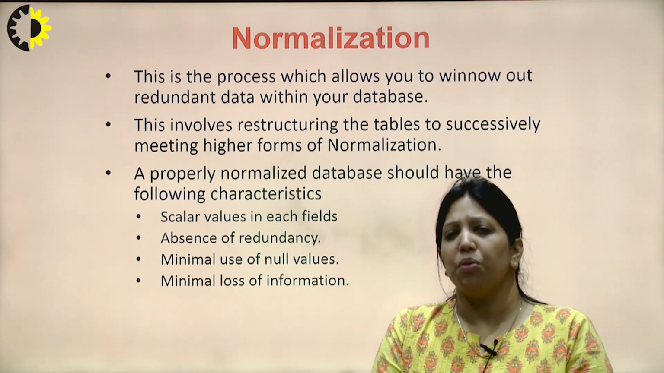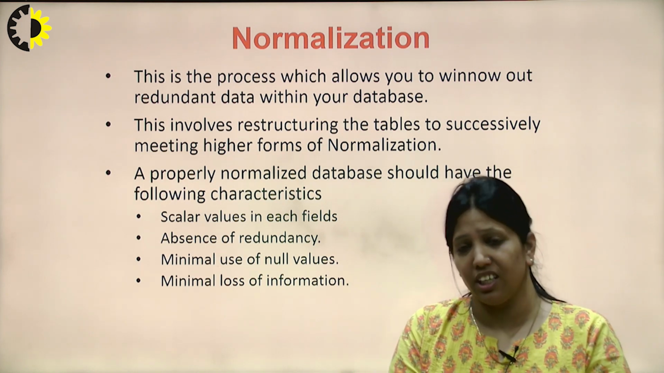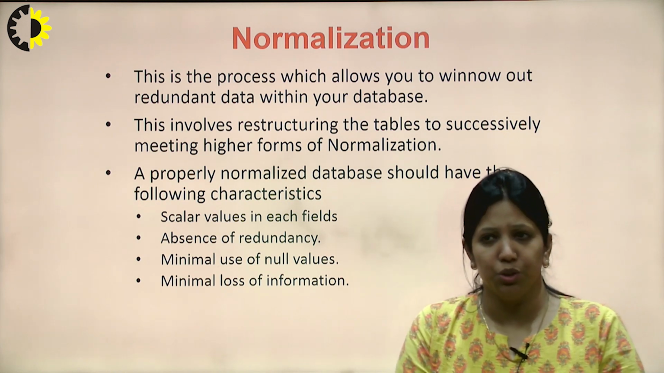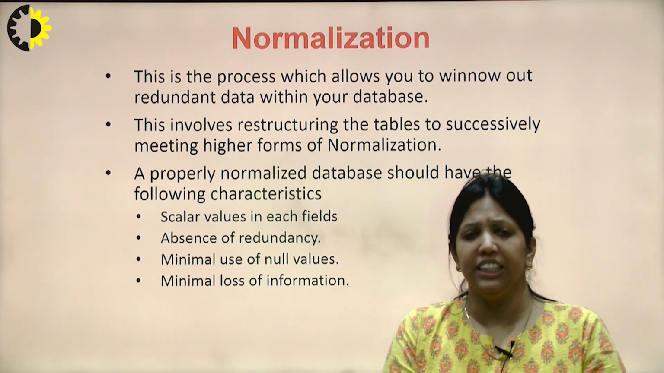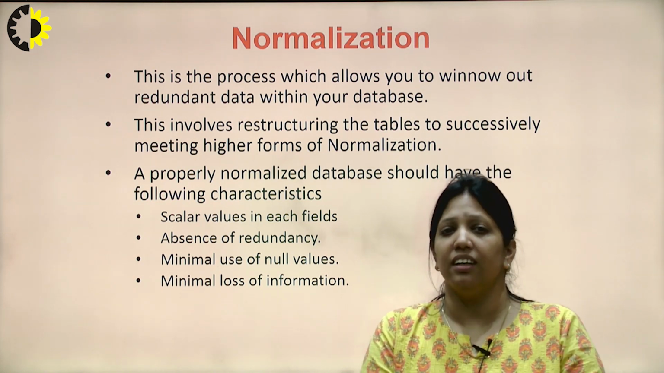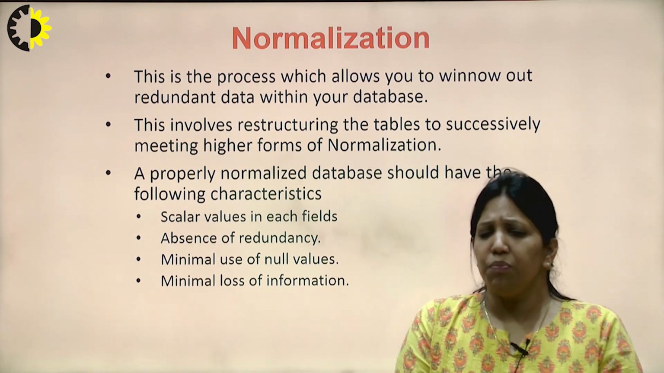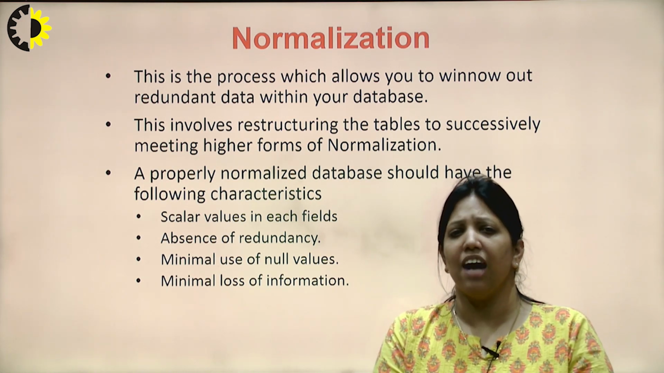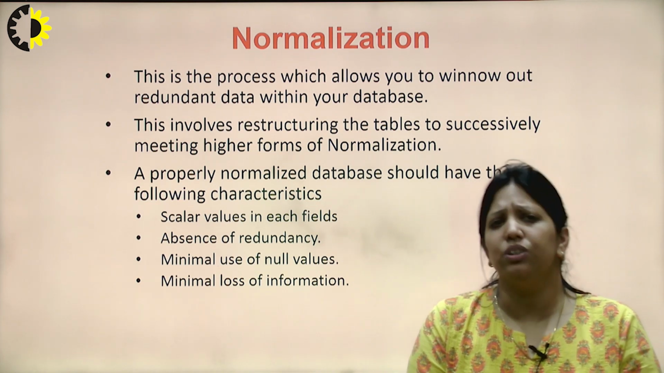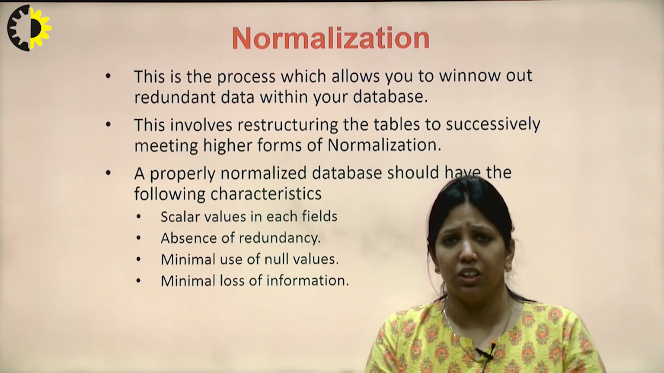So a properly normalized database has the following characteristics: it has scalar values in each field. We remove the multi-valued attributes, we remove the composite attributes. We need that in every field we have scalar values. We also want no redundancy in the database. We use minimal null values and we have minimal loss of information. So for scalar values, the absence of redundancy, minimal use of null values, and minimal loss of information, we need normalization.